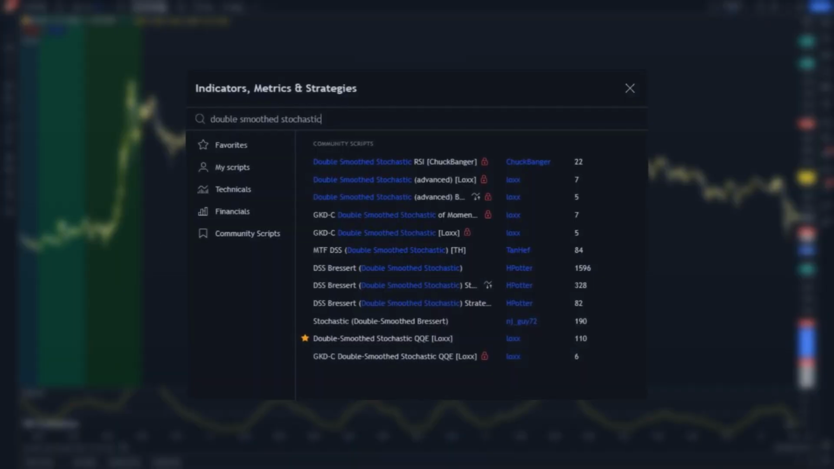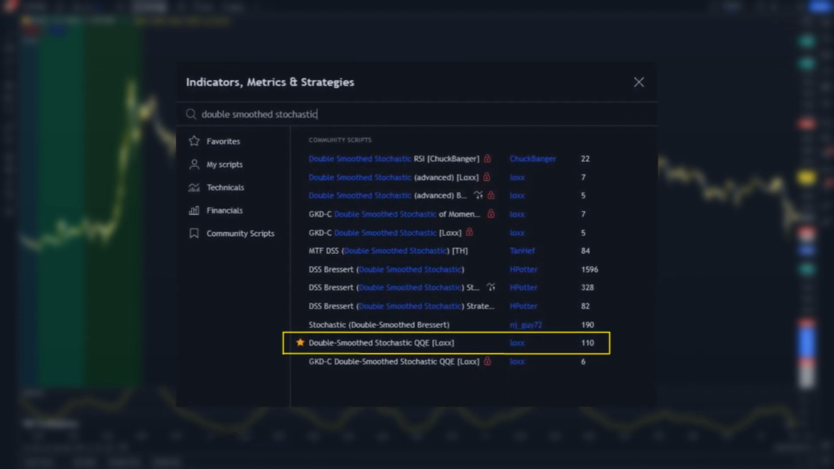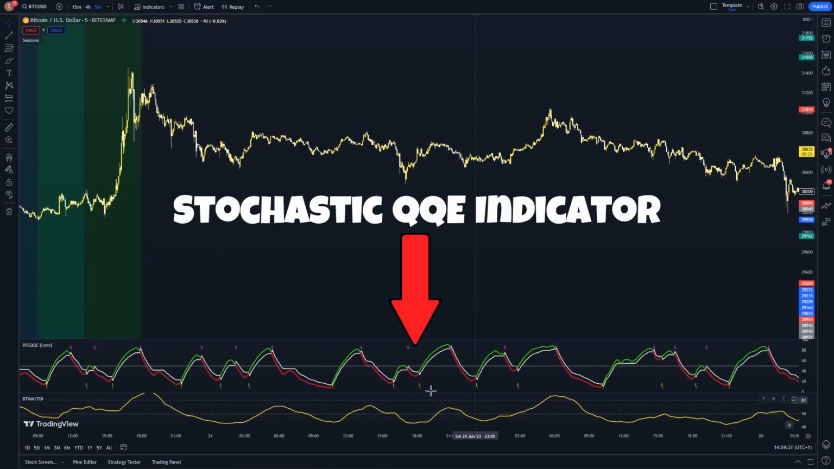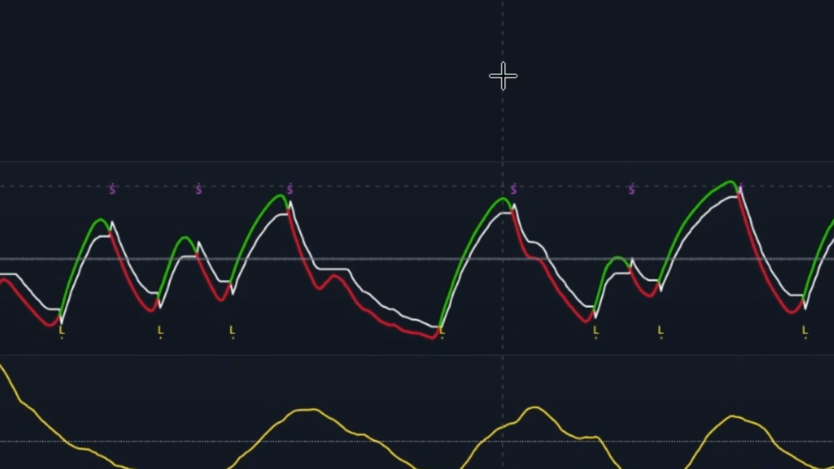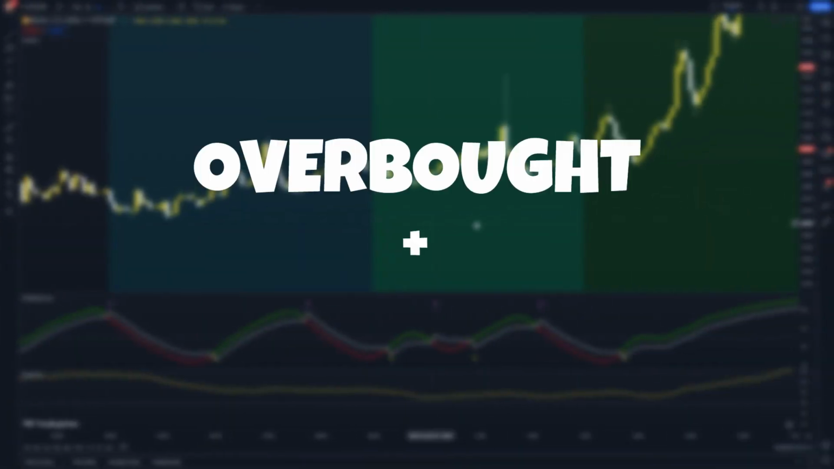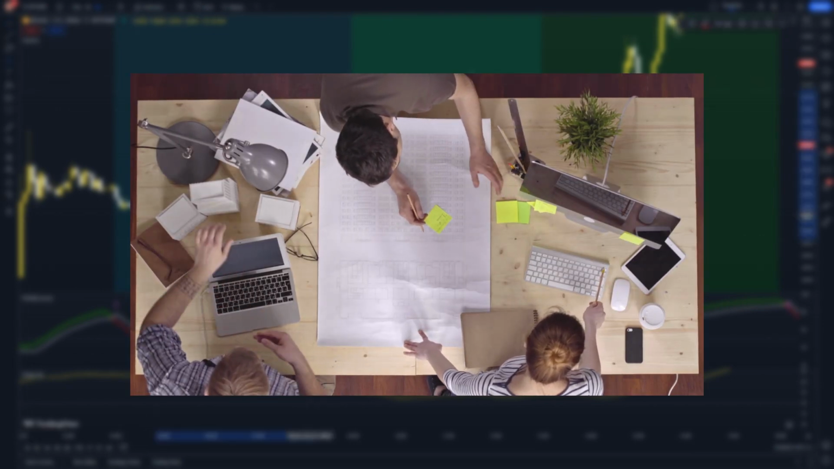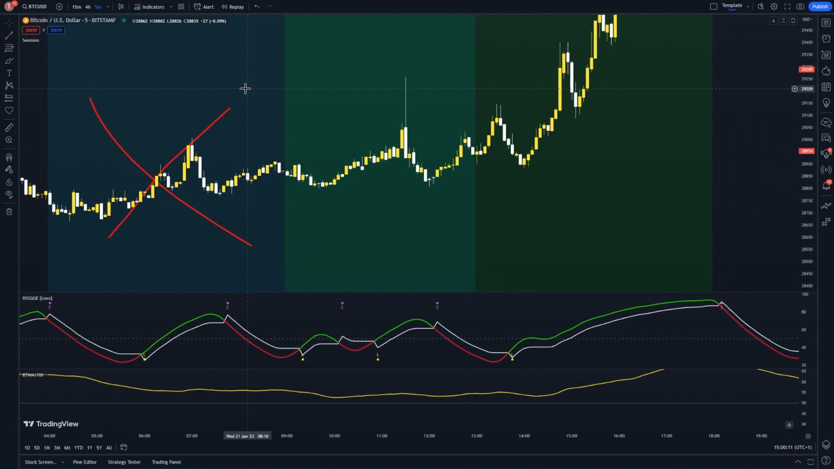Open up indicators again and search for smooth double stochastic. We are looking for this double smooth stochastic QQE by locks. The stochastic QQE indicator helps traders identify potential reversals and trend continuation opportunities. It combines the overbought and oversold readings of the stochastic oscillator with the trend identification capabilities of the QQE indicator. Let's see how you can enter a trade with this to make profits.